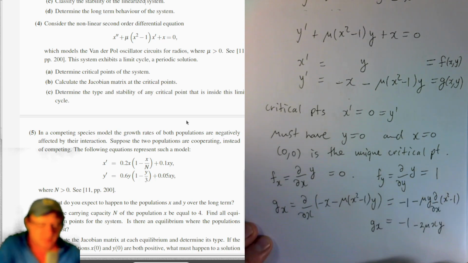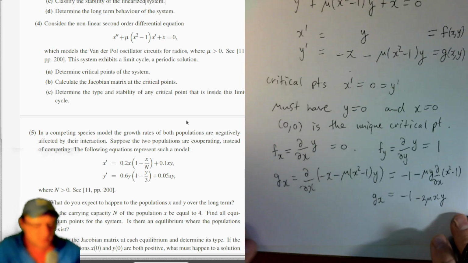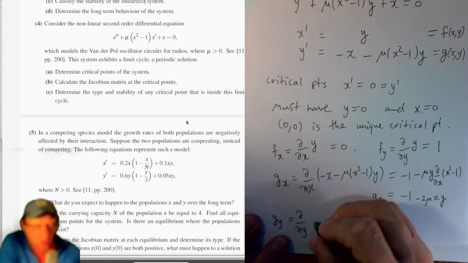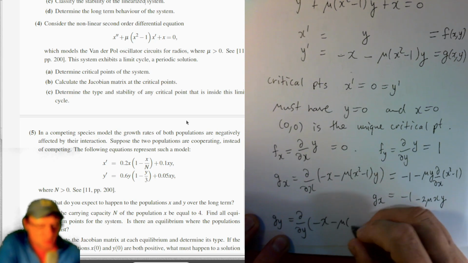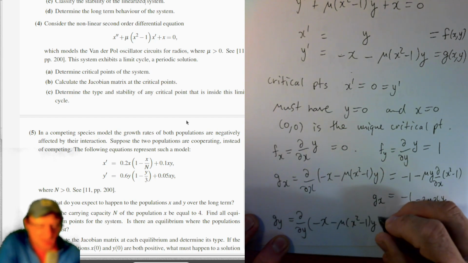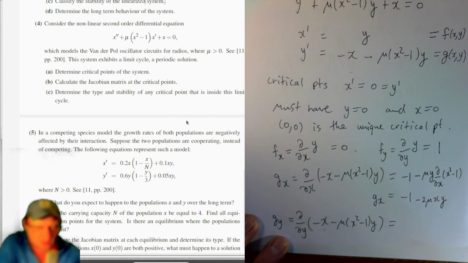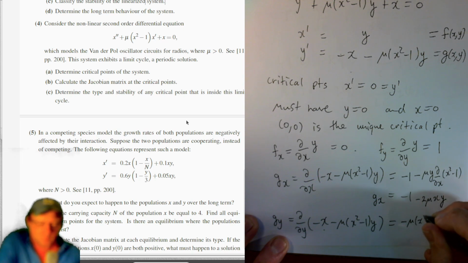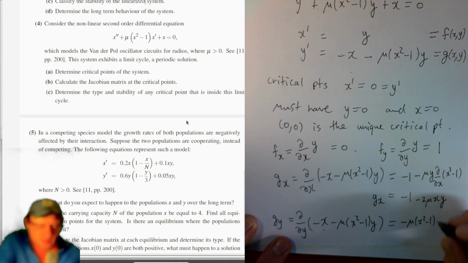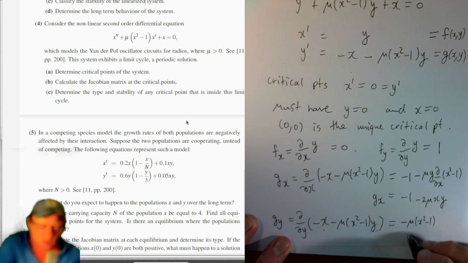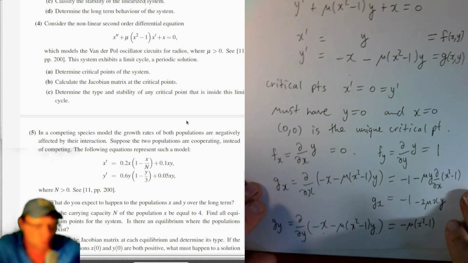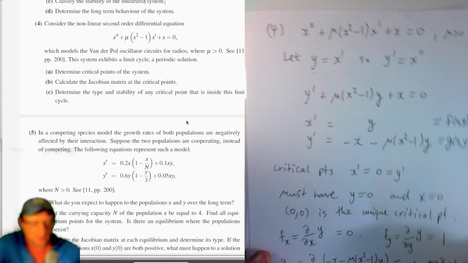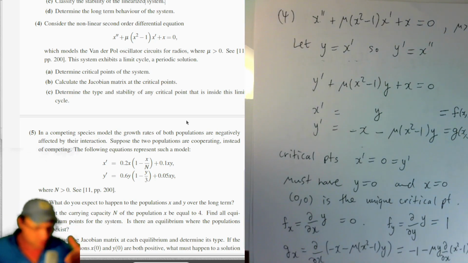for G subscript x. All right, now for G subscript y, we have the partial derivative with respect to y of minus x minus mu (x squared minus 1) y. And so 0 for this. These two can come out the front of the operator. And so the derivative of y with respect to y is 1. So this is our derivative there. Okay, so we want to take these now and place these in a Jacobian matrix. Except I need more paper, so I better grab some.